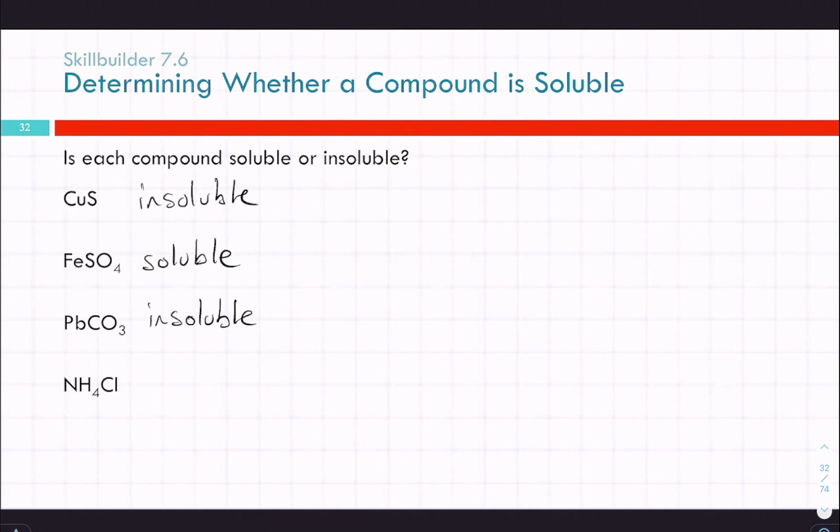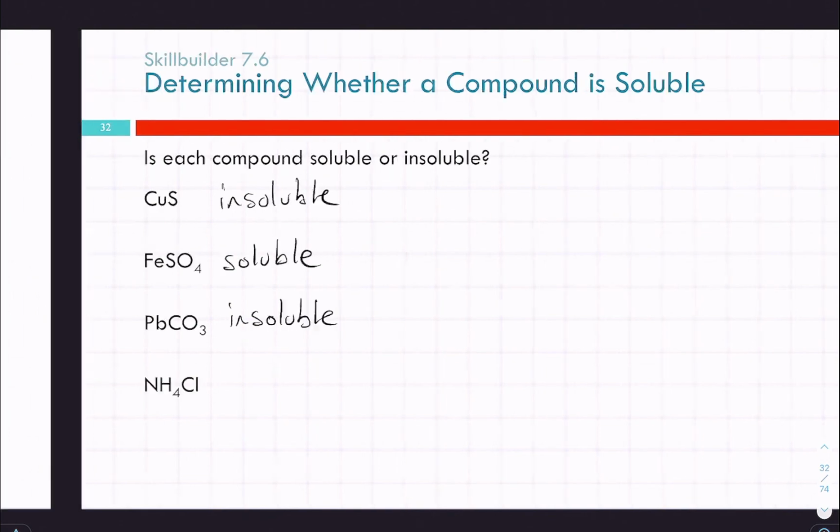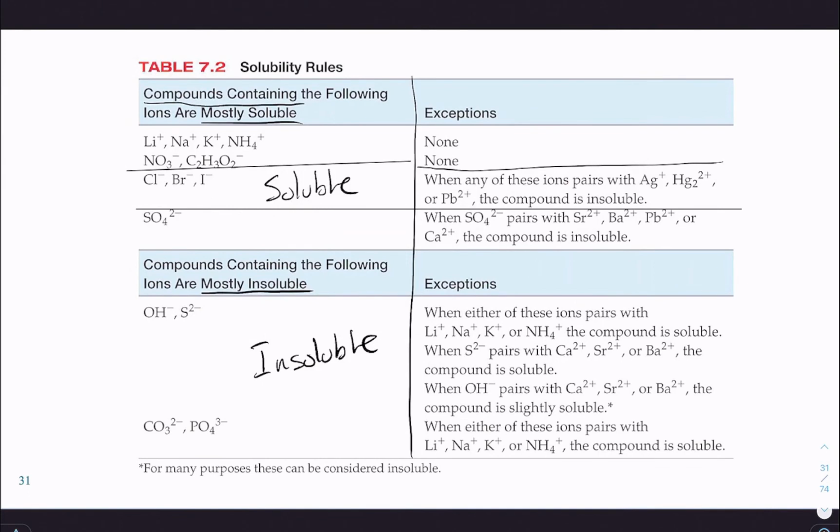Ammonium chloride. So we go back over here. It is soluble. One of the reasons we know that is because ammonium is up here, and ammonium doesn't have any exceptions. It's always soluble.